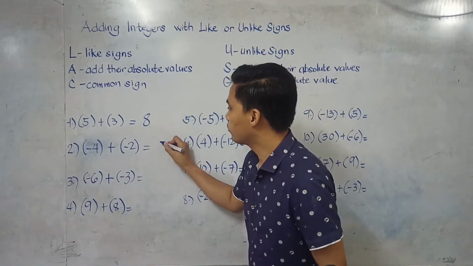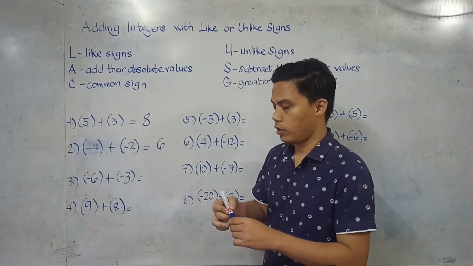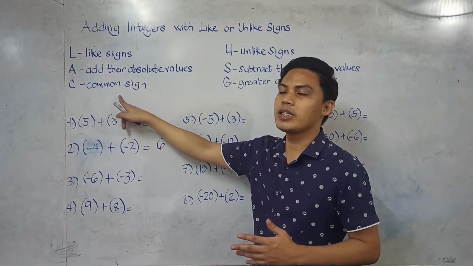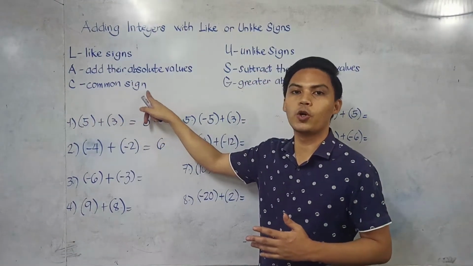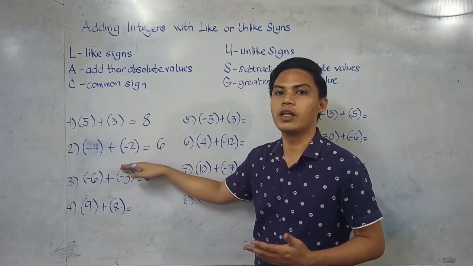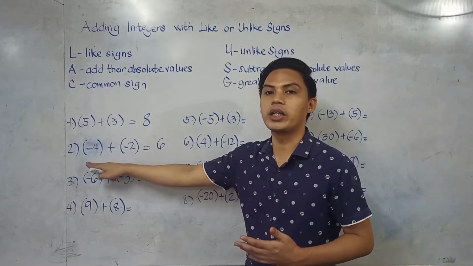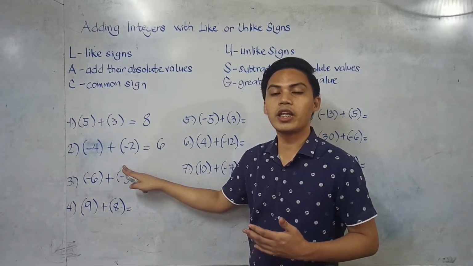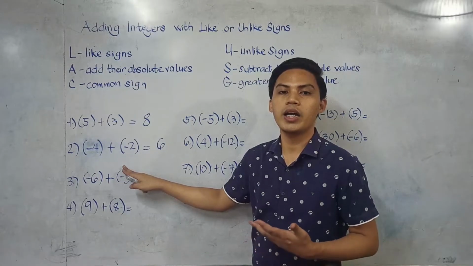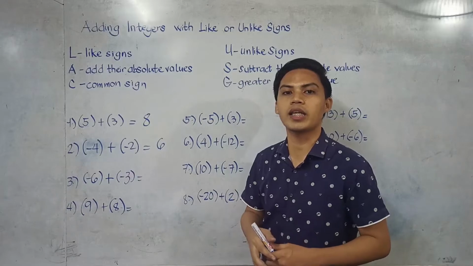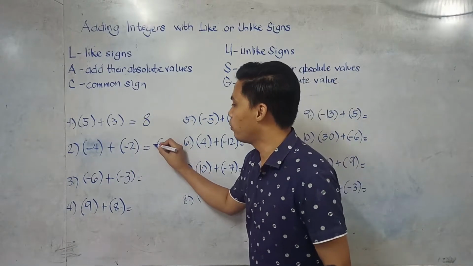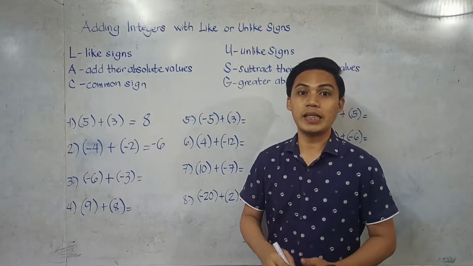Okay, this is not yet the final answer. Titingnan pa natin yung last na step. Ang last na step is that we need to copy their common sign. Yung sinasabi ko na common sign is magbe-base tayo dun sa original. Okay. Ano ang sign ng dalawang integers? Okay, ang sign ng dalawang integers ay negative. So common sa kanilang dalawa ang negative sign. Kaya ang susundin natin na sign sa ating answer would be negative. Therefore, our answer will be negative 6.